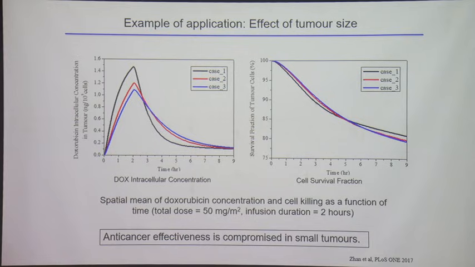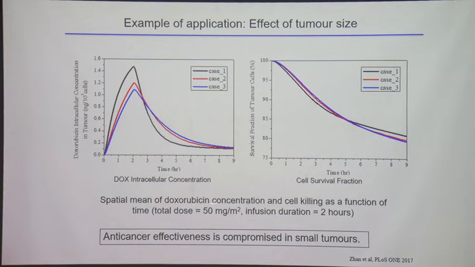And then if we look at the key parameters we're interested in, these are volume averaged over the entire tumor. So looking at the doxorubicin intracellular concentration within the tumor, the smallest tumor again has the highest intracellular drug concentration. But if you look at the survival fraction of the tumor cells, the highest is the worst, so the lower the better. So the larger tumor had a slightly better outcome compared to the small tumor.